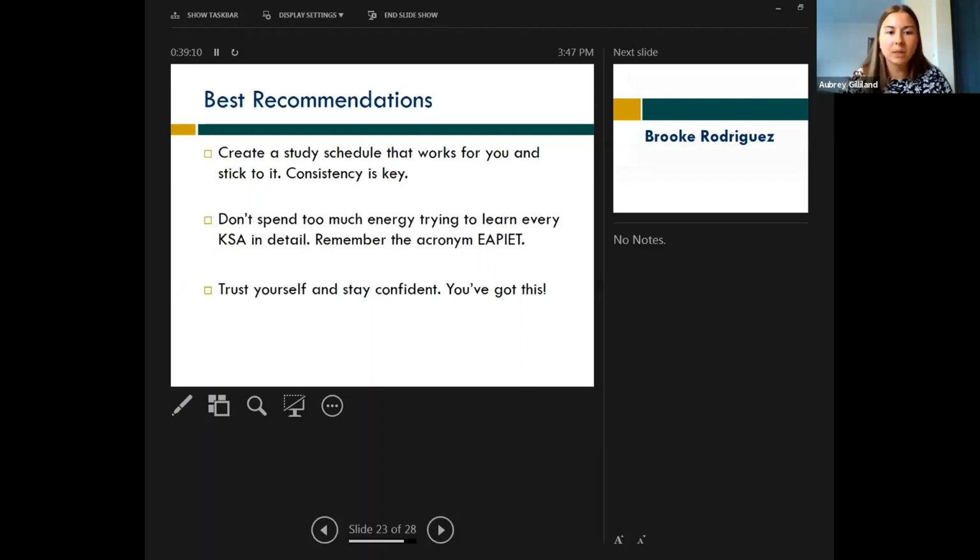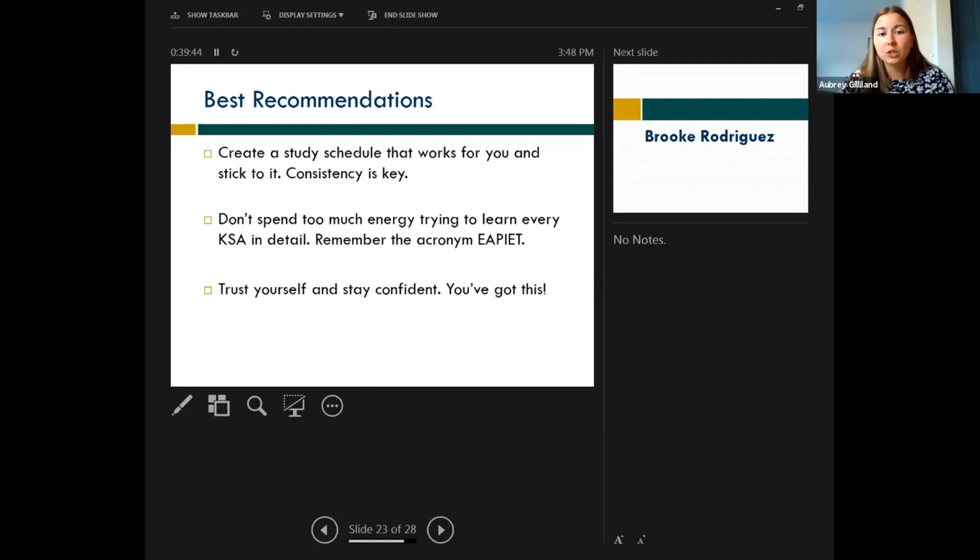And then my best recommendations. So create a study schedule that works for you and stick to it. And consistency is really important here, because you want to make sure that you're really dedicating your time and energy to studying and studying well. And also just make sure that it works for you. It doesn't have to be twice a week like it was for me. Lakedra said she studied several nights a week. So if that's what works for you, then that's what works for you.